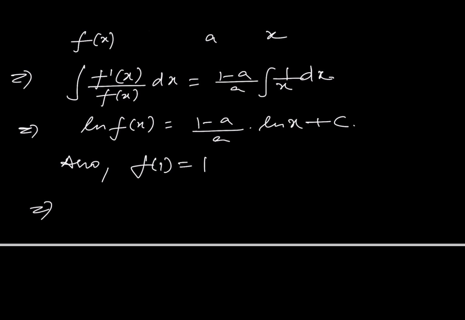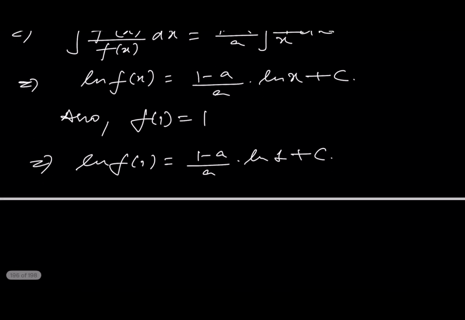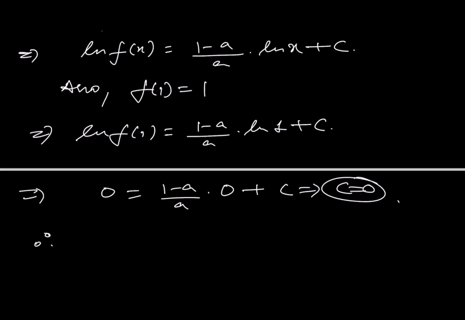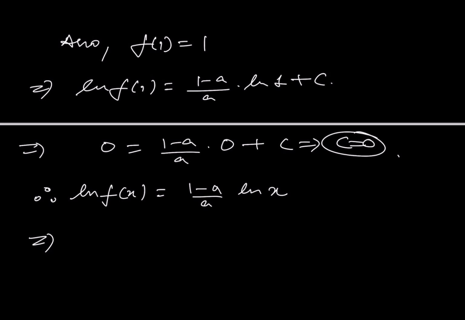So it implies ln f of 1 is equal to 1 minus a by a into ln 1 plus c. Ln f1 is 0 because, sorry, f1 is 1, so ln 1 is 0. So 0 is equal to 1 minus a by a into 0 plus c. It implies c is equal to 0. So therefore ln f x becomes 1 minus a by a into ln x, right? Or I can say f x is equal to x to the power 1 minus a by a, right?